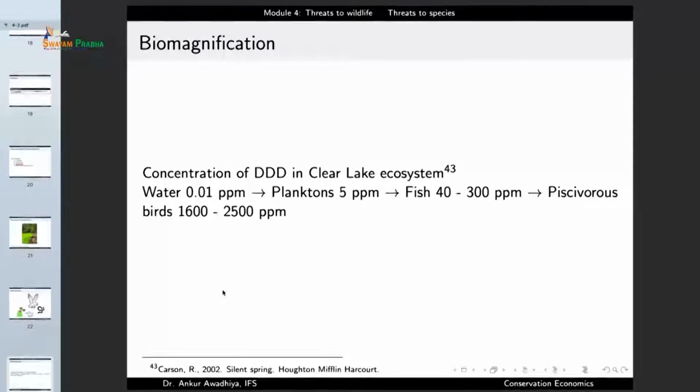So this is an impact that occurs as we move up the food chain. The concentration of the pesticides increases, and it may increase to such an extent that it starts showing up a negative influence.